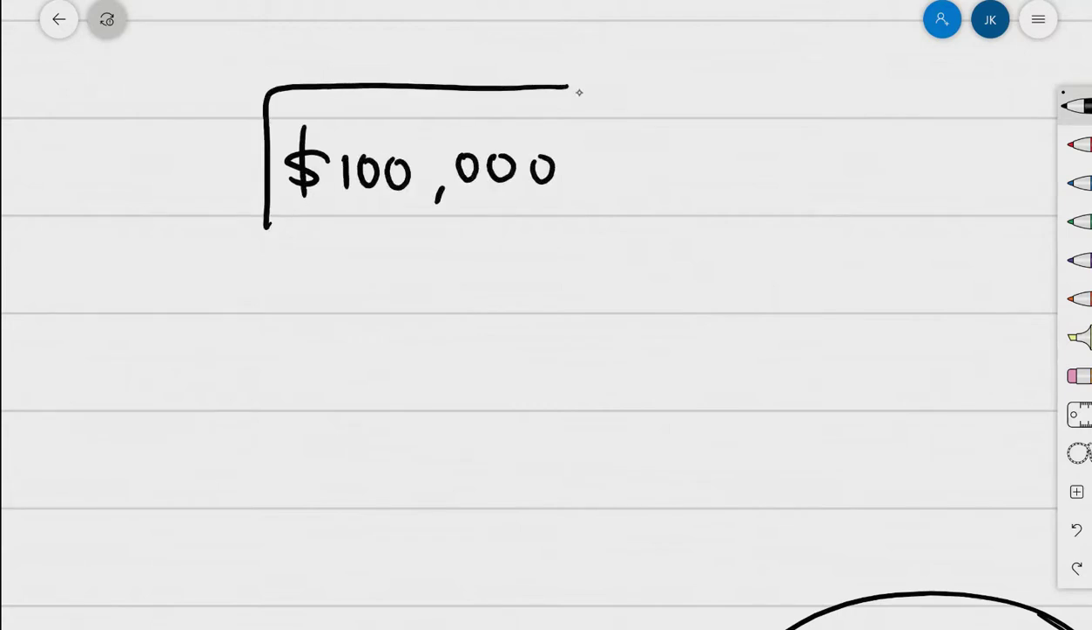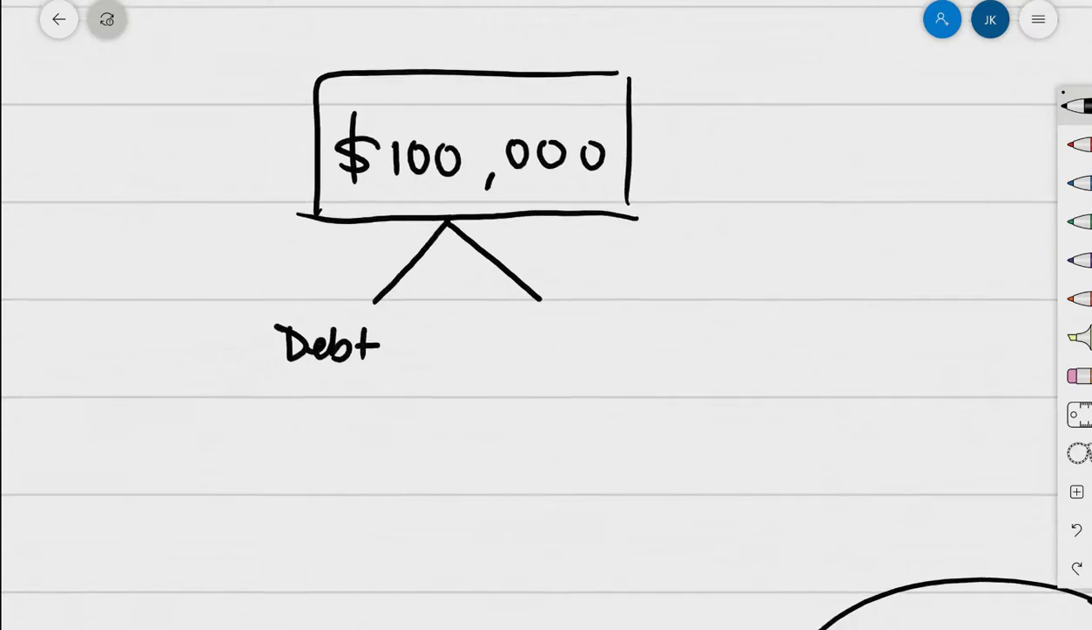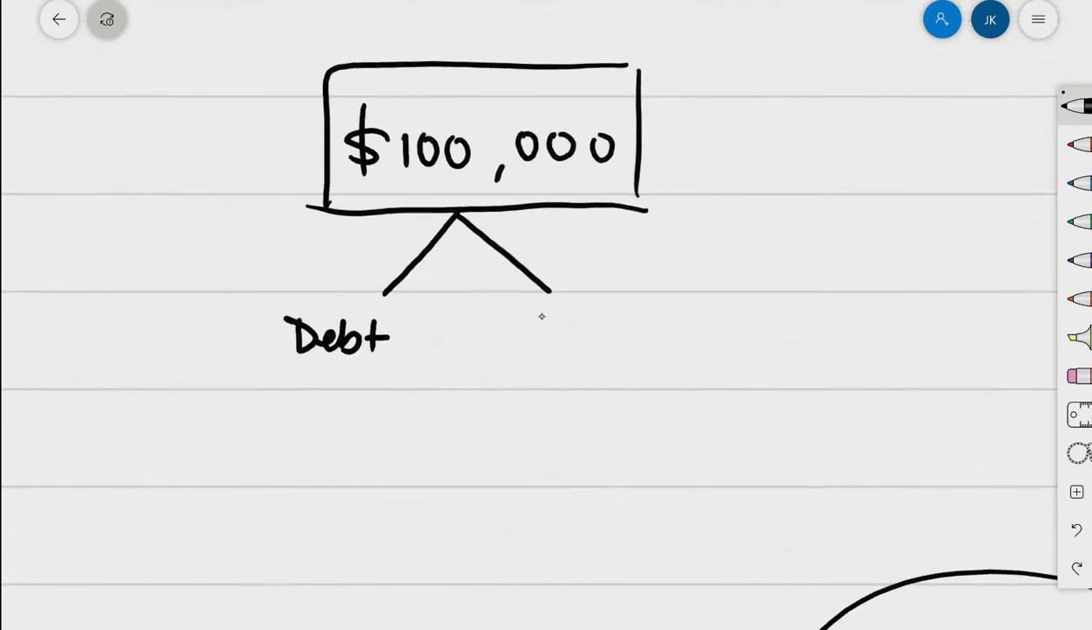So the question here is, how do they get it? How do they get the financing for $100,000? They have two options. They can either borrow or they can raise it from their shareholders. If they go for the borrowing option, this would be in the form of debt. From the shareholders, this would be in the form of equity.